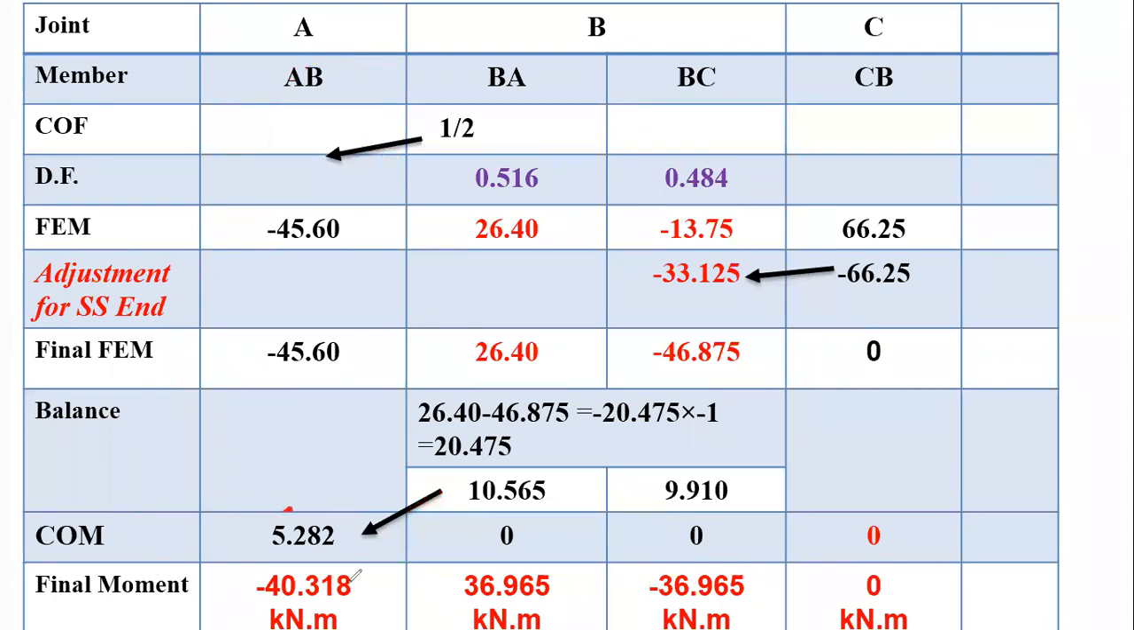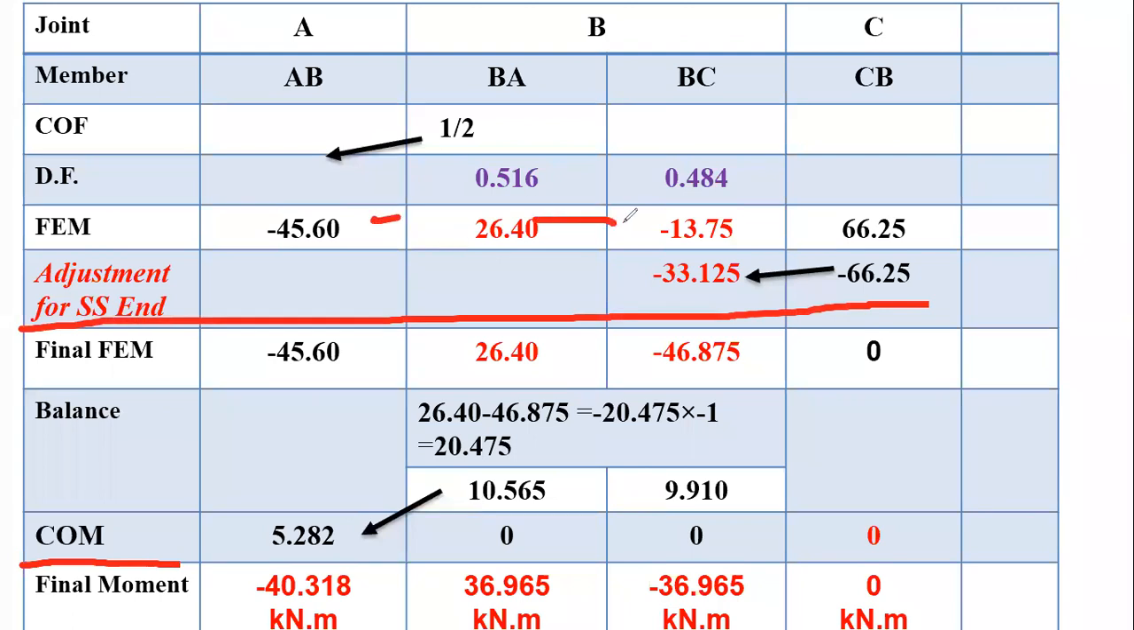Now in this particular case, in the carryover moment, no moment is present at joint B. So that's why this is the last step. Once you understand this is the last step, make the summation of the final moment. Here we have to consider the summation only from the final fixed end moment.